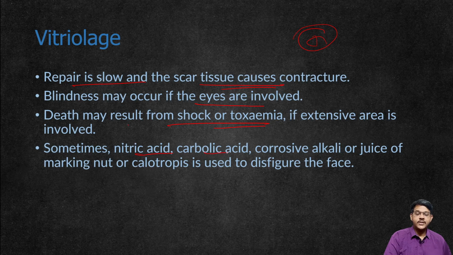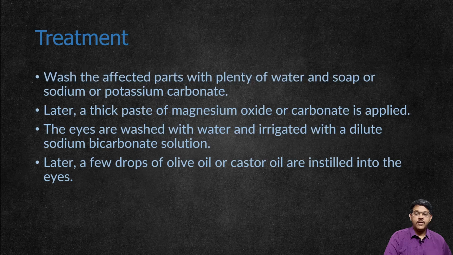Sometimes nitric acid, carbolic acid, corrosive alkali, or juice of marking nut or other substances are also used to disfigure the face. Sometimes, other than oil of vitriol, other things can also be used for throwing to disfigure the face. Treatment: wash the affected part with plenty of water and soap, or sodium or potassium carbonate in case acid is suspected. Later, a thick paste of magnesium oxide or carbonate is applied to dilute the acid. If the eyes are involved, they are washed with water and irrigated with dilute sodium carbonate solution. Later, a few drops of olive oil or castor oil are instilled in the eyes.